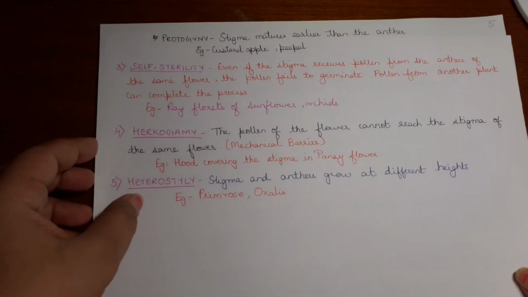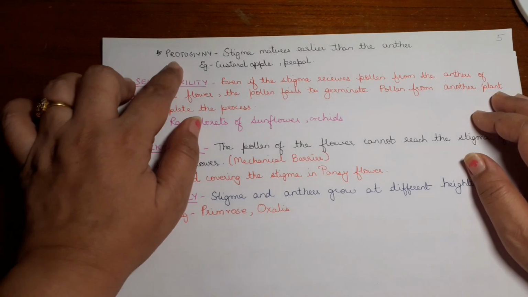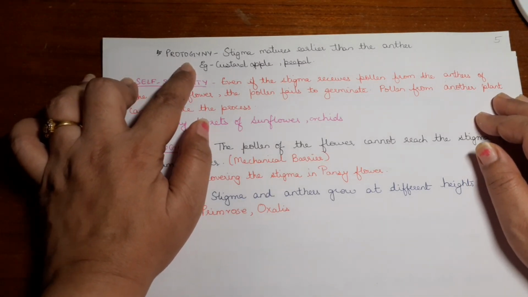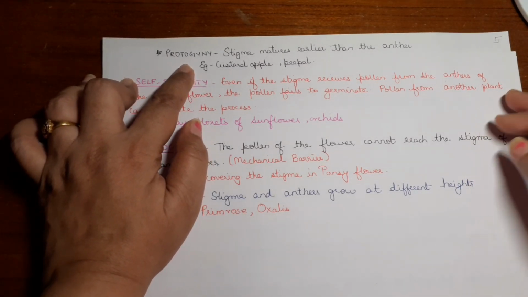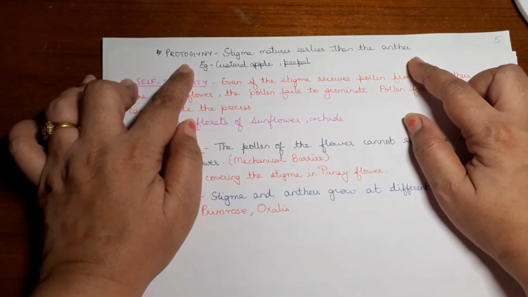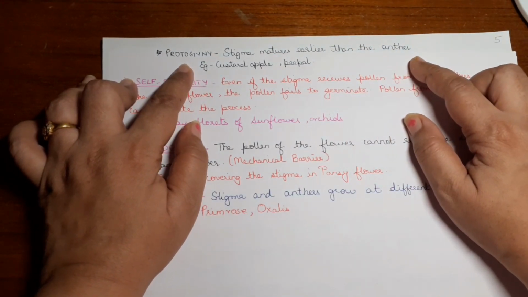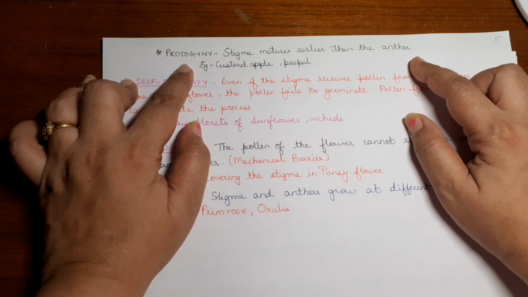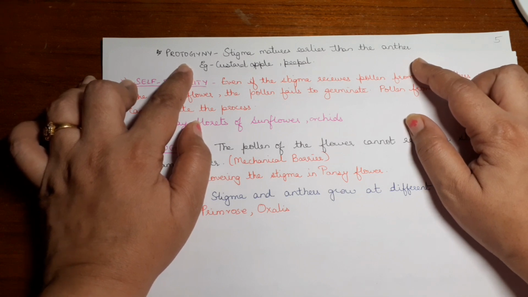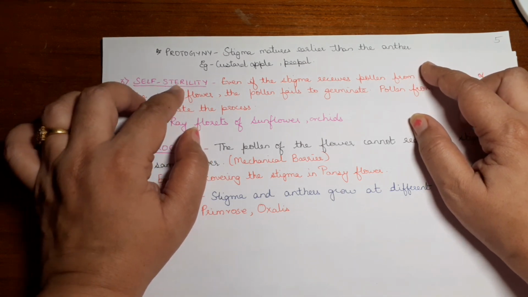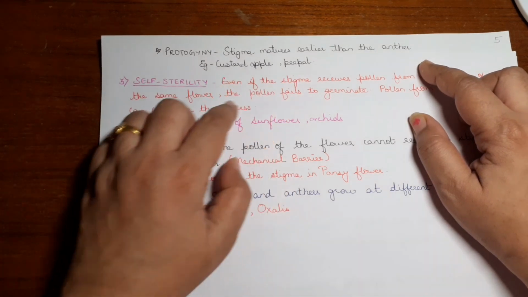The second one is protogyny. What is protogyny? When the stigma matures earlier than the anther. It is just the opposite of protandry. In protandry, it was the male maturing early. Protogyny is the stigma maturing earlier than the anther. Examples are custard apple and peepal.